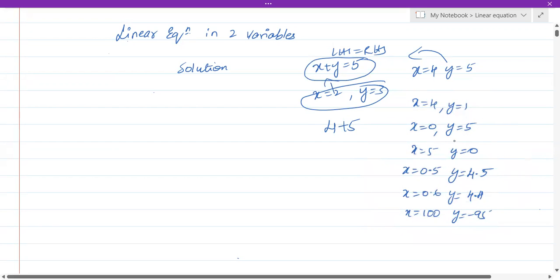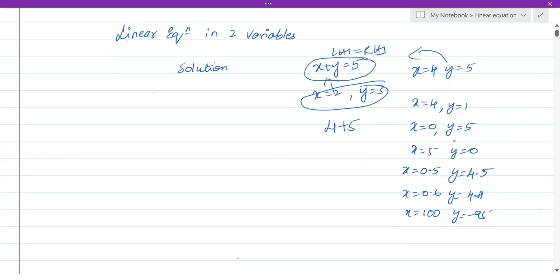But if we consider a pair of linear equations, so what is a pair of linear equations? Two equations taken at a time simultaneously. For example, x plus y is equal to 5 and x minus y is equal to 3. So this is a pair of linear equations.